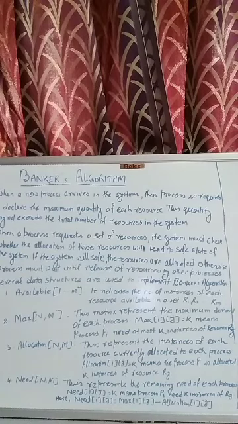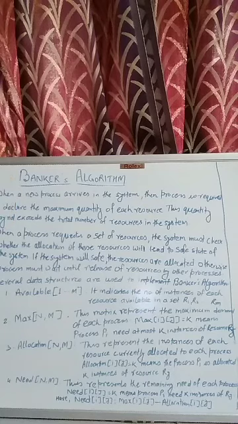When a new process arrives in the system, that newly arrived process is required to declare the maximum quantity of each resource. This quantity may not exceed the total number of resources in the system.